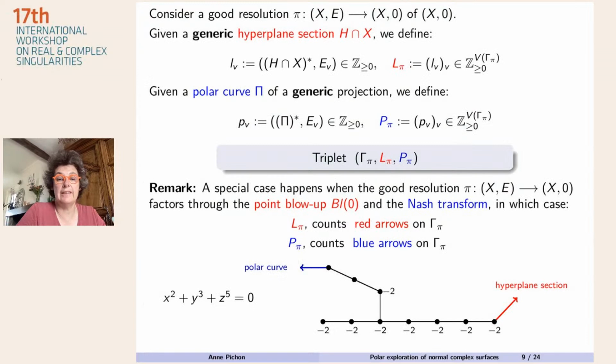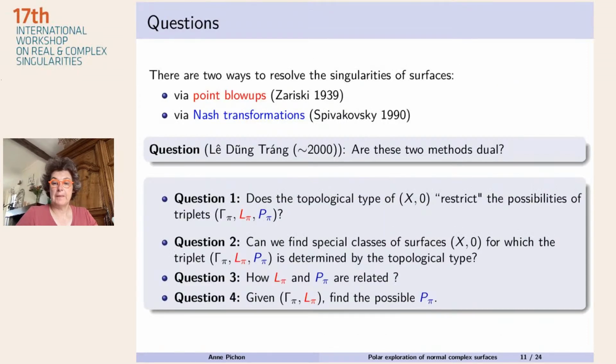Okay, so if I go back a little bit, by the first algorithm I first get the vertex on the extreme right of my graph, while by the normalized Nash transform I get the top vertex of my graph there. So a priori, the two algorithms have nothing to do with each other. And a vague question of Lé asked: are these two methods, these two algorithms, dual in a certain sense?